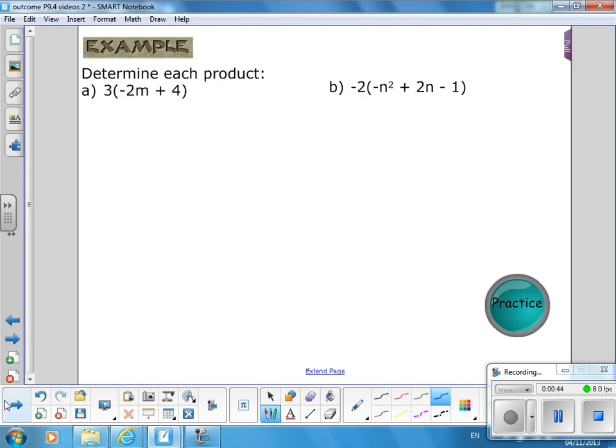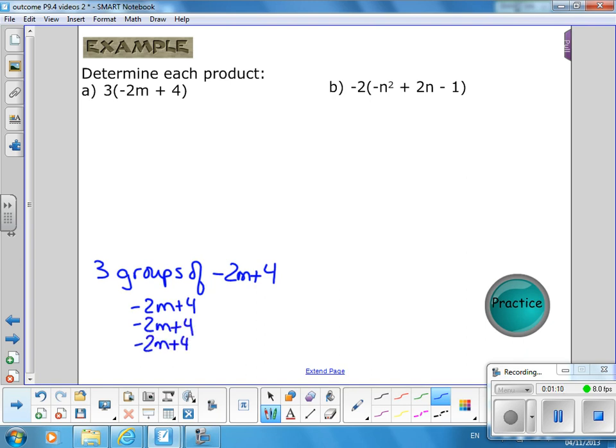So when we are looking at each product, we've got 3 times negative 2m plus 4. What does that mean? Well, what that means is that we've got 3 groups of negative 2m plus 4. So really, we would have negative 2m plus 4, negative 2m plus 4, and negative 2m plus 4. And if we were to add all of those up, we would have negative 6m plus 12.